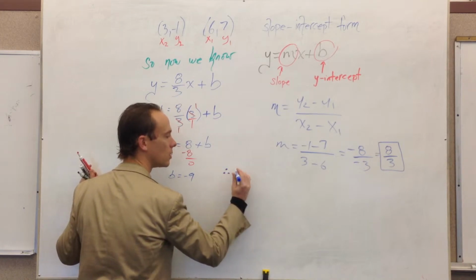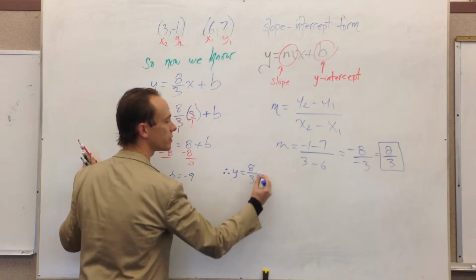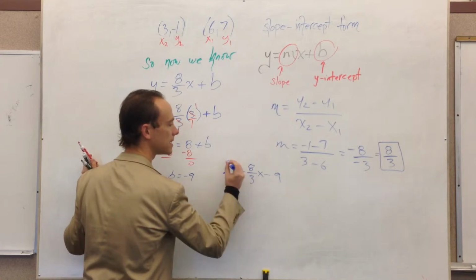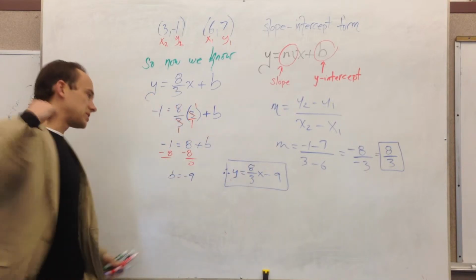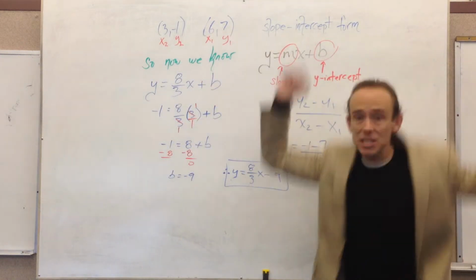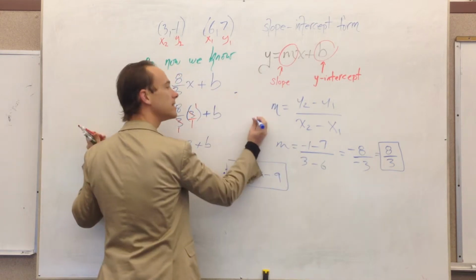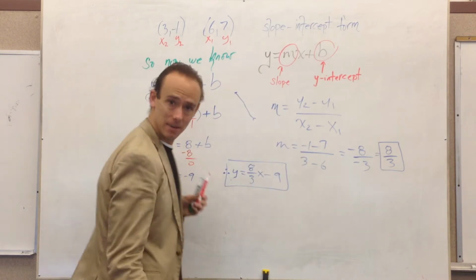Therefore, y is equal to 8 over 3x minus 9. That is how we do it. That's how we do it. It works for any 2 points. You can't draw 2 points that you cannot connect with a straight line.